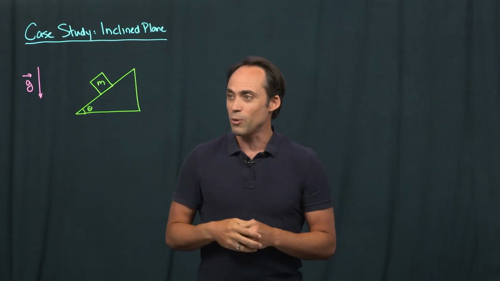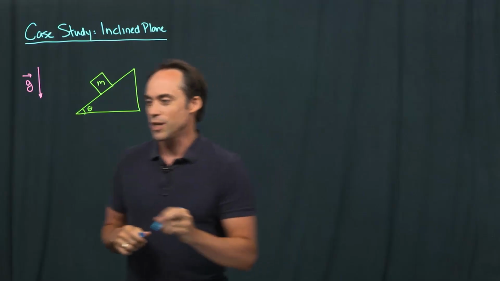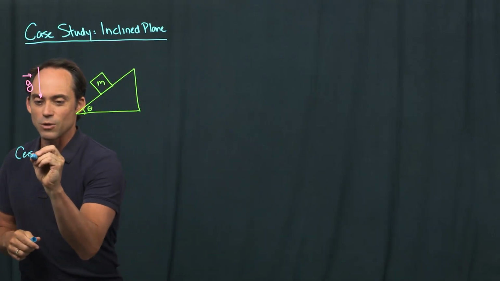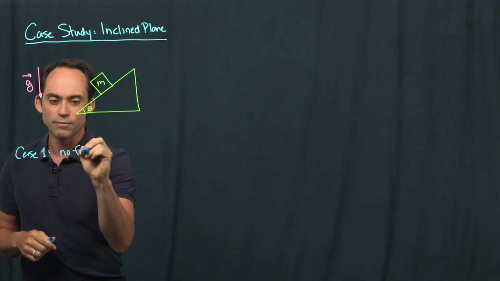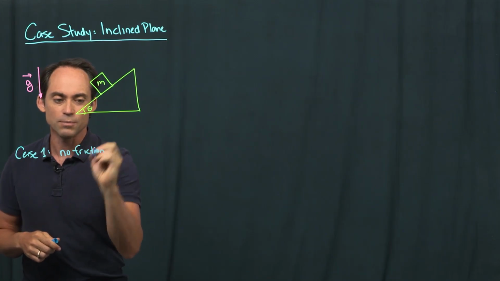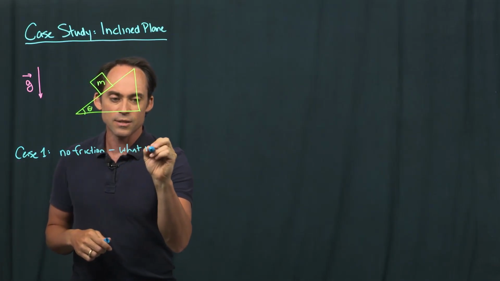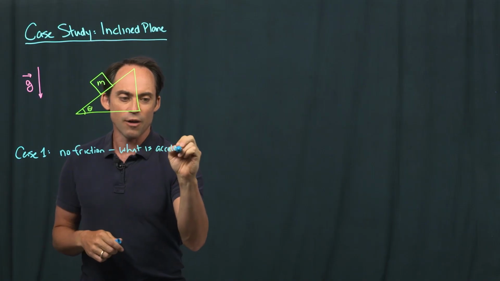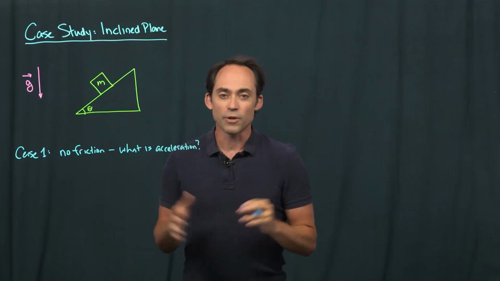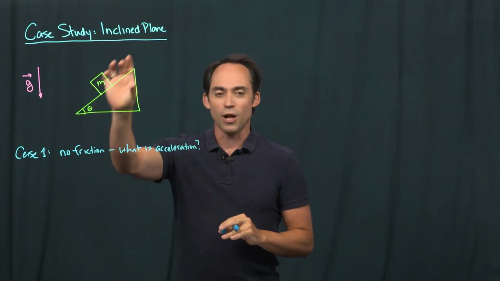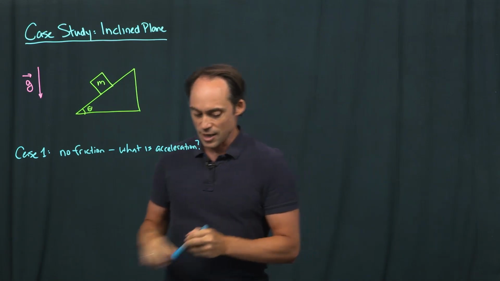So here's just my quick schematic of an inclined plane with a mass on it. And we're going to look at a couple of cases. The first case we're going to look at is a case where there is no friction, so our simplest case. And a question we might ask is, what is the acceleration of our block once I let it go? And hopefully it should be clear that if I let go of this block, it will just slide down the plane. But how would that motion actually take place?